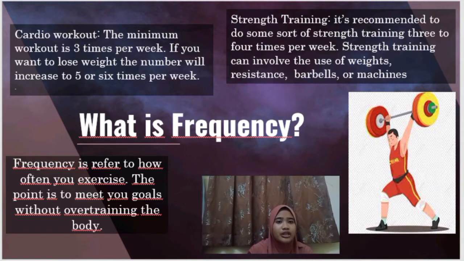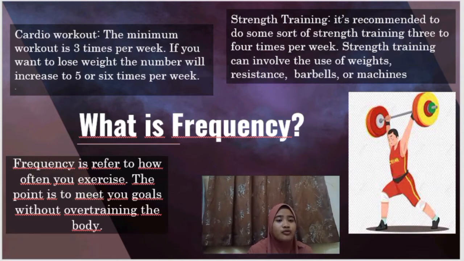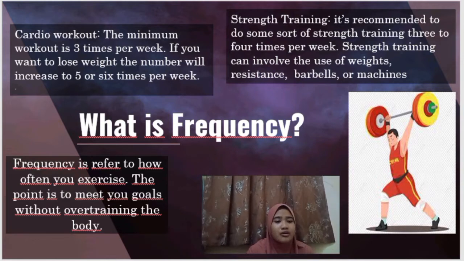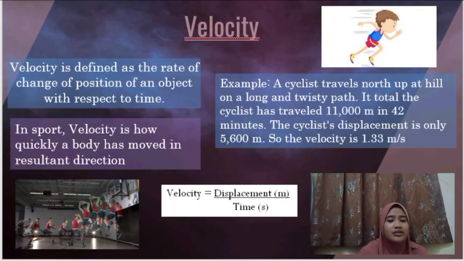For the cardio workout, the minimum is 3 times per week. If you want to lose weight, the number will increase to 5 or 6 per week. For strength training, it is recommended to do some sort of strength training 3 to 4 times per week. Strength training can involve the use of weight resistance, barbells or machines. So I will continue to velocity.